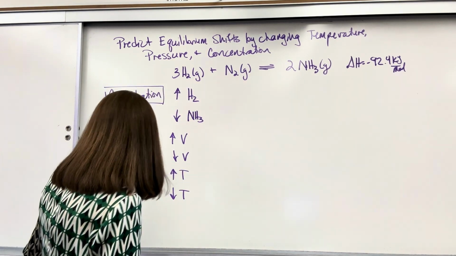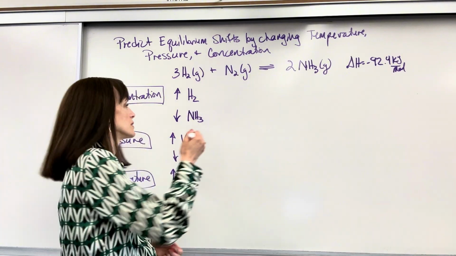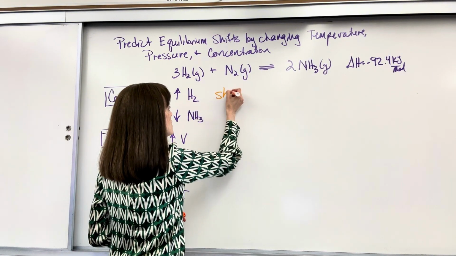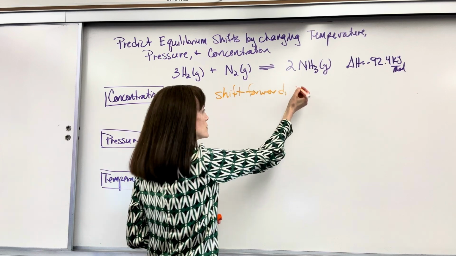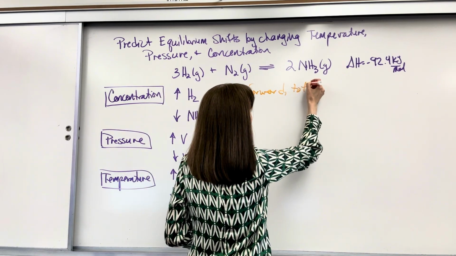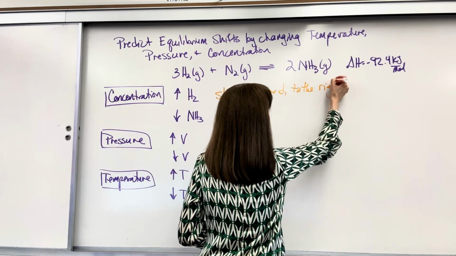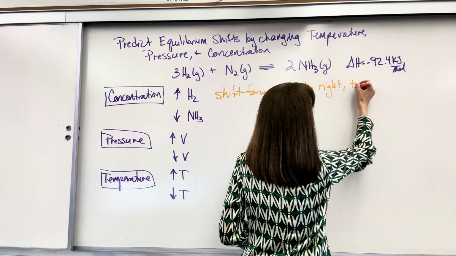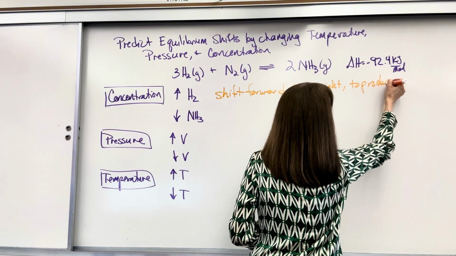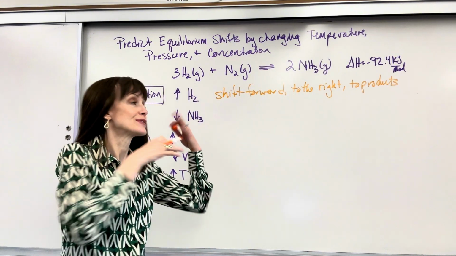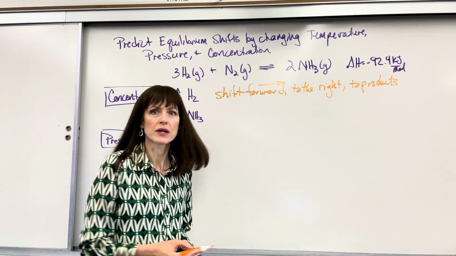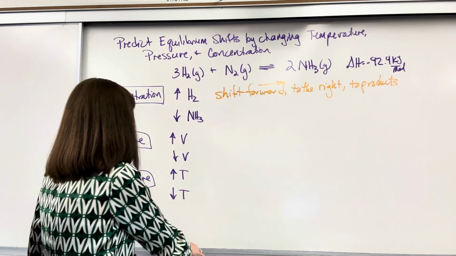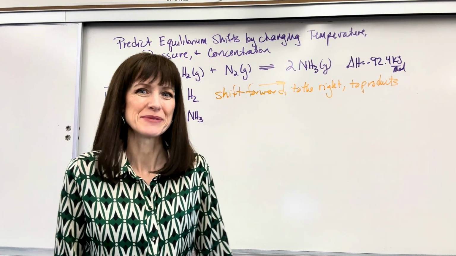So this reaction, and remember there are 3 ways that you can do this. This is going to shift forward. I could also say it could shift to the right, or I could say it's going to shift to products. I'm just going to do an arrow, okay? This is going to shift forward. Sorry, that might be kind of hard to read. I'll use a blue marker for our next one.